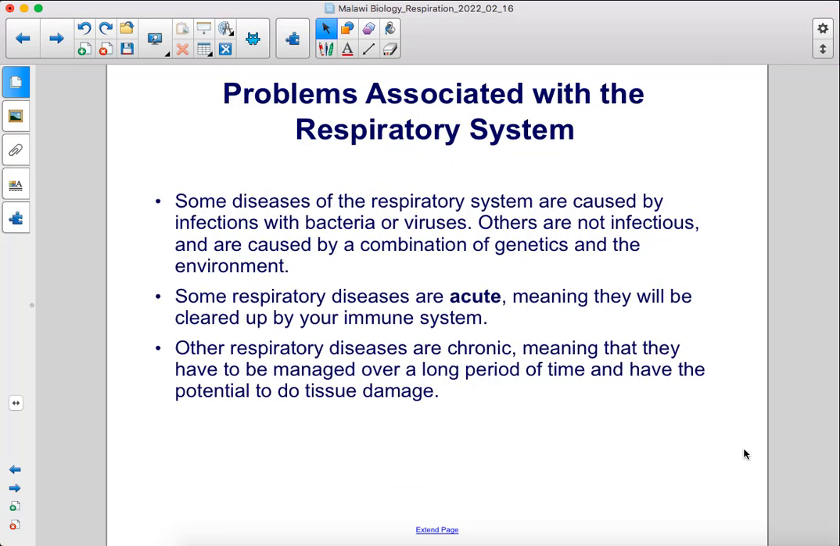Some diseases of the respiratory system are caused by infections with bacteria or viruses. Others are not infectious and are caused by a combination of genetics and the environment. Some respiratory diseases are acute, meaning they will be cleared up by your immune system. Other respiratory diseases are chronic, meaning that they have to be managed over a long period of time and have the potential to do tissue damage.